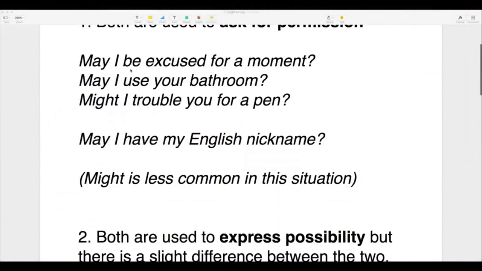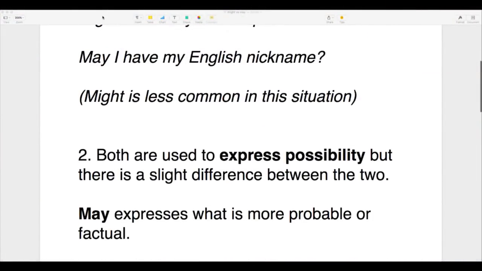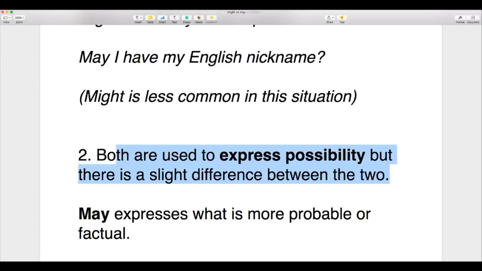So very easy. May should be used for asking permission, although might is not incorrect. So you can use might for permission as well. So when else would we use these words? Let's have a look. Both are used to express possibility, but there is a slight difference between the two. Both can be used to say that there is a possibility of something happening.